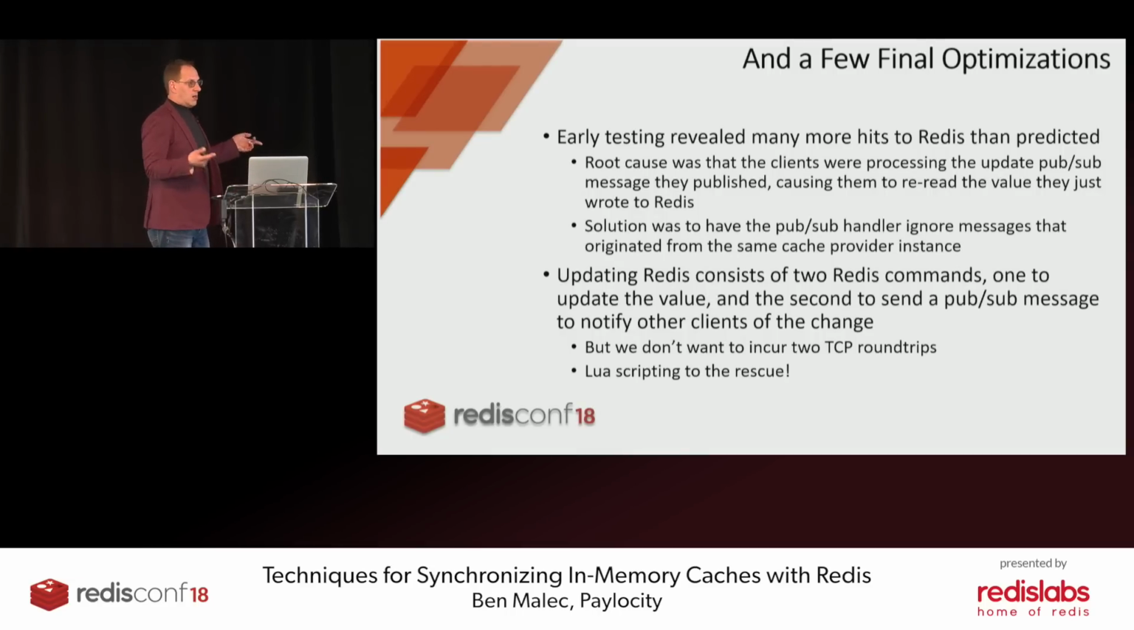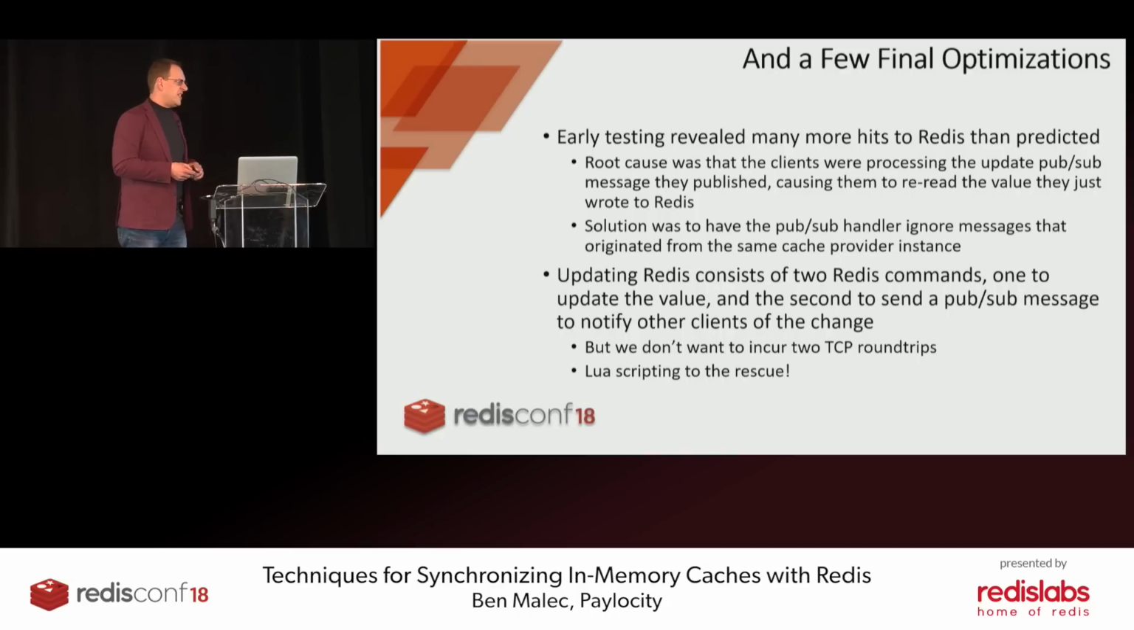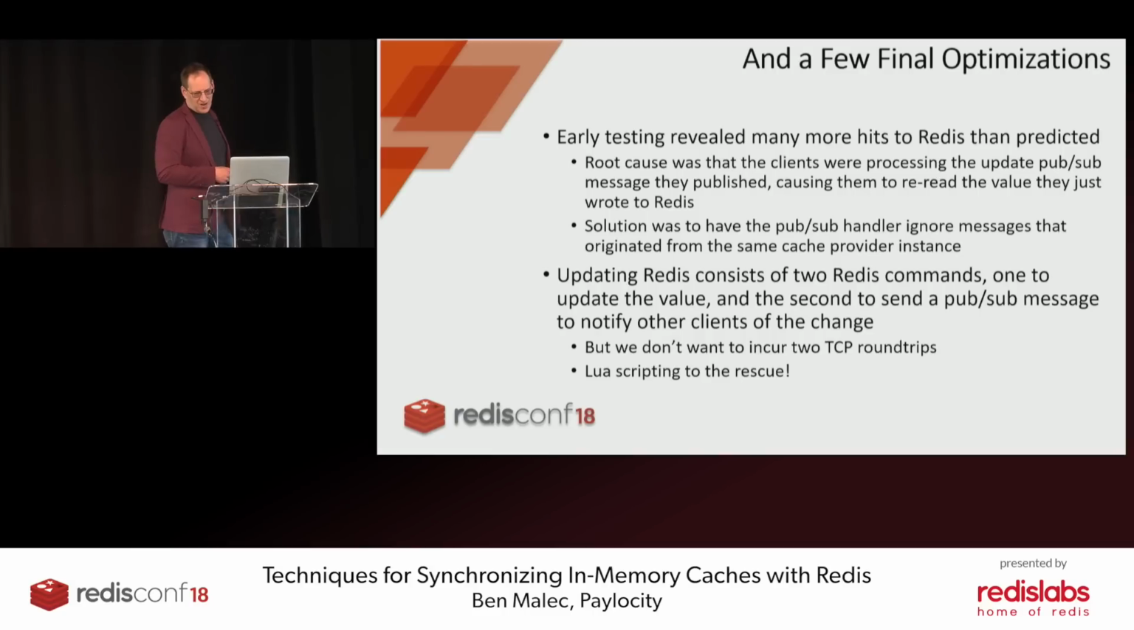And by the way, our actual sync messages are just that GUID and the 2-byte hash slot. So we have an 18-byte sync message. And it turns out when you have 18-byte sync messages, you can send a lot of those without having too many problems with network saturation.